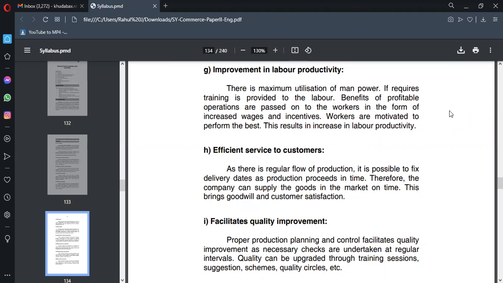Then facilitating quality improvement. Always we should provide quality goods, quality services to our customers, so that we can retain our customers, so that the customers will have loyalty in you. So this is what are the objectives of your production planning and production control.